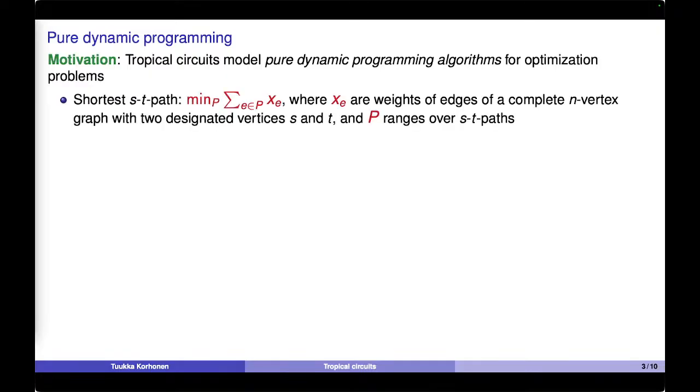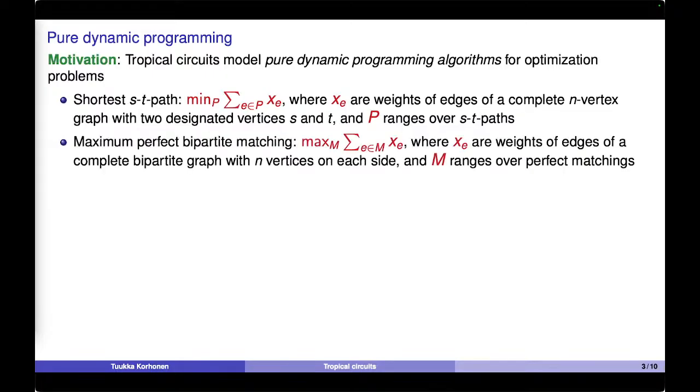So you can think, for example, of the shortest s-t path. In this case, we're taking a minimum over all paths in a graph. The inputs are edge weights of a graph, and we can assume, let's say, it's a complete n-vertex graph with two vertices s and t, and we are taking the minimum over all s-t paths, and for each of these paths we are summing over the edges on the path.